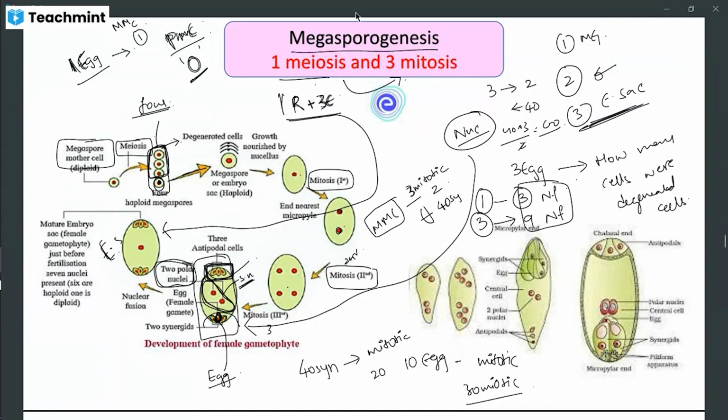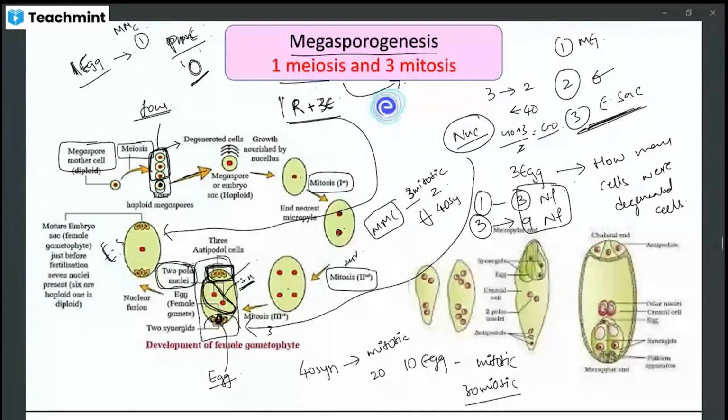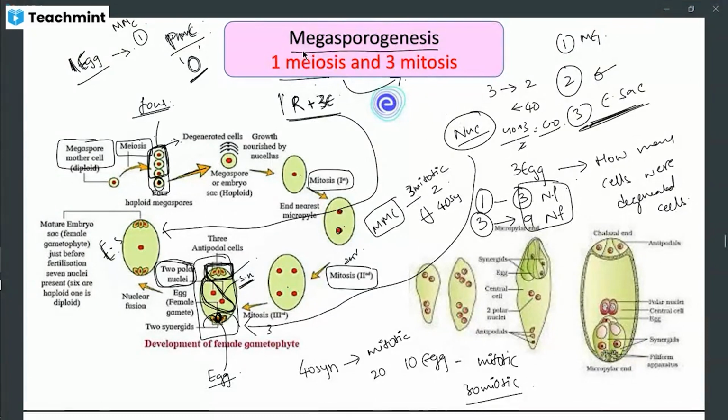So how many divisions do you require in microsporogenesis? In microsporogenesis, how many divisions do you require? 1 meiosis and 2 mitosis. Okay, 1 meiosis and 2 mitosis. And can I say it has 2 equational plus 1 reductional, right?